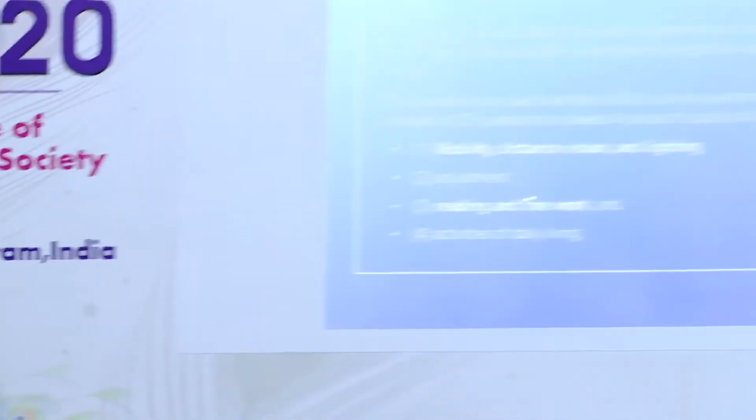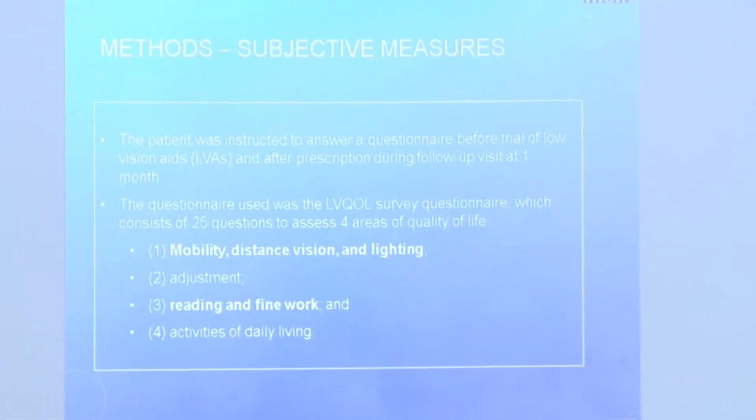For the subjective measures, the patients were instructed to answer a questionnaire before the trial of low vision aids and after the prescription of low vision aids at the follow-up visit at 1 month. The questionnaire has 4 areas of quality of life. We were interested in 2 parts of it, that is the mobility, distance, vision, and lighting part, and the reading and fine work part.